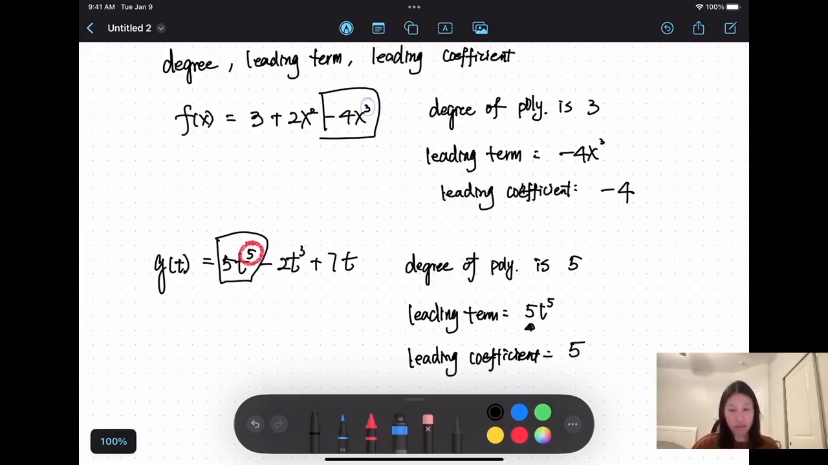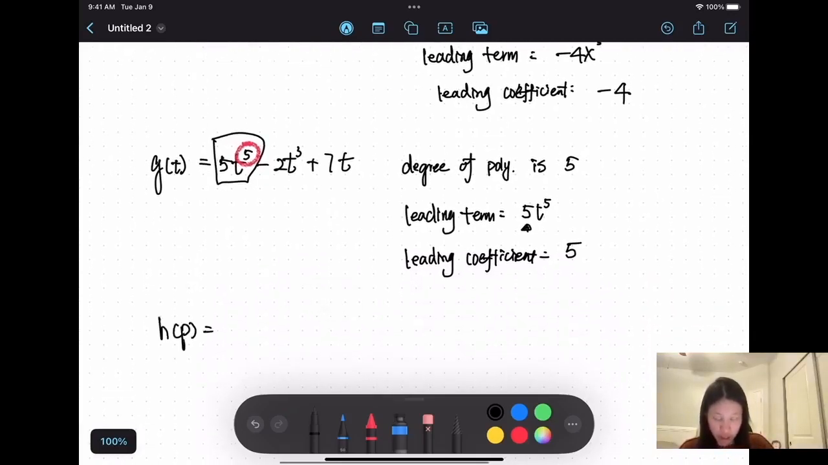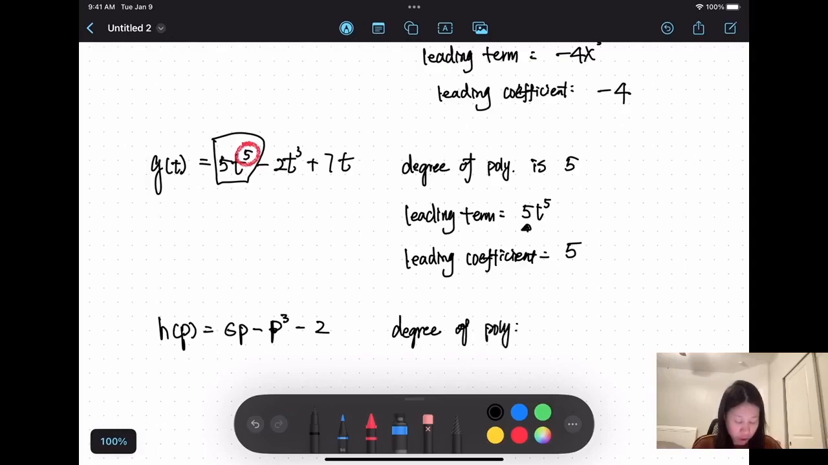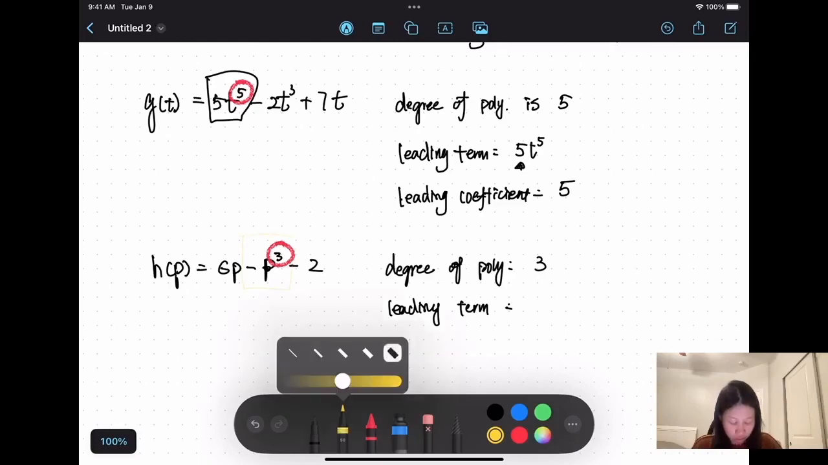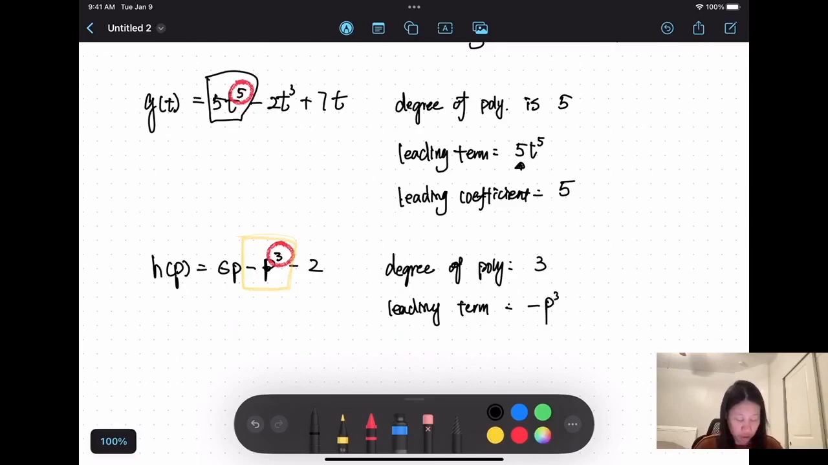Alright. So now let's do the last example. H of p, I have 6p minus p to the 3rd power minus 2. So what's the degree? The degree of the polynomial is 3, because that's the highest power you got. So the leading term is what? The term containing the highest power, which is this one, including the negative sign. It should be negative p to the 3rd. So what is the leading coefficient? The leading coefficient should be negative 1, because negative p means negative 1 times p to the 3rd power.